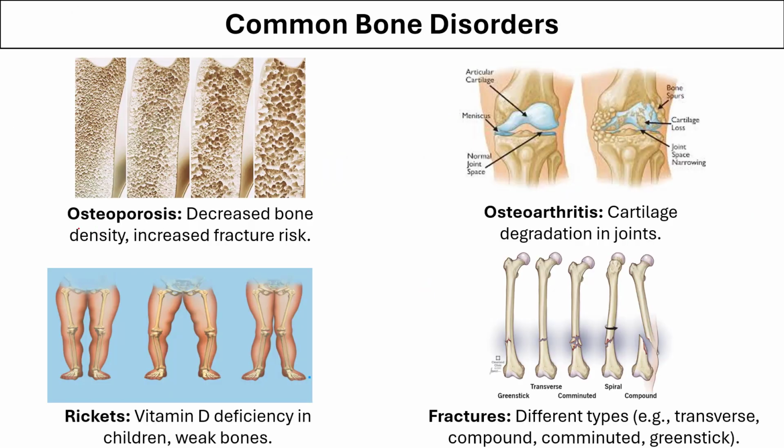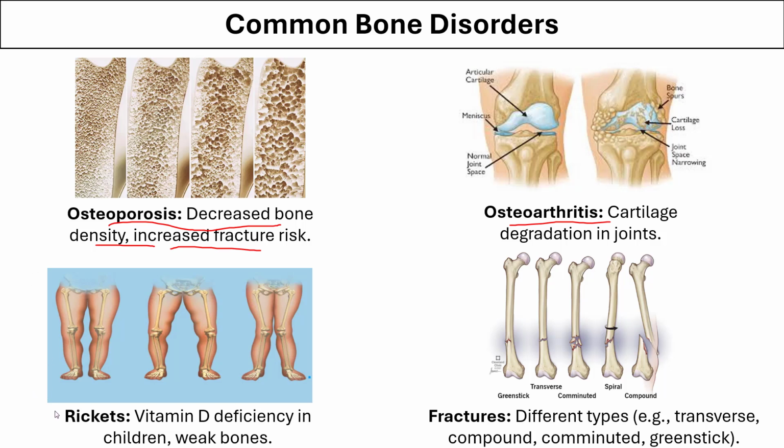Common disorders of bone are osteoporosis, which is the decrease in bone density. Sometimes it is related to aging or some premature disorders. It increases the risk of fractures. Osteoarthritis happens when the cartilage in your joints gets degenerated, and you have deposition of some crystals in the cartilages.